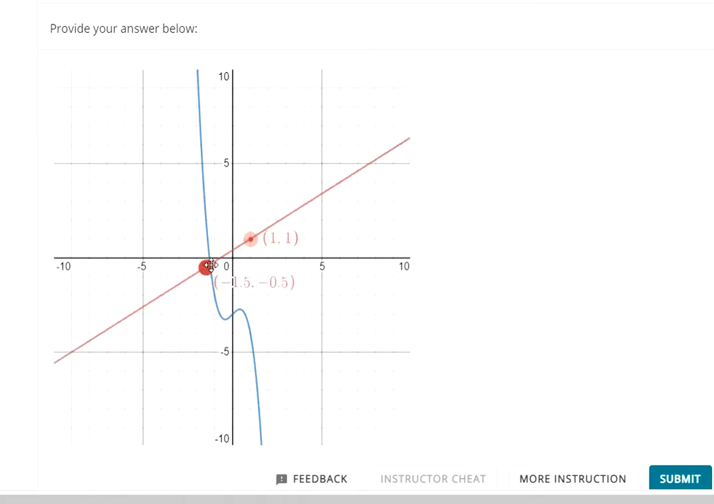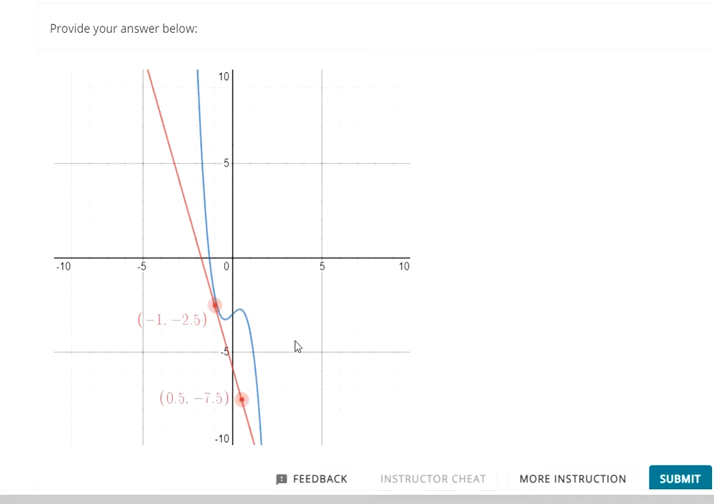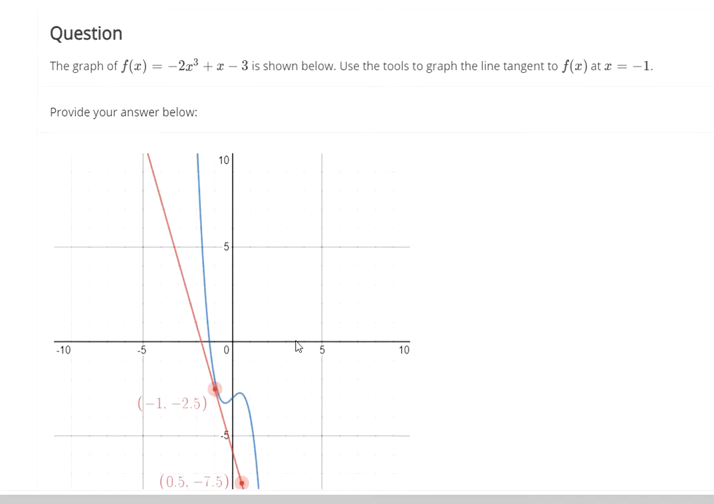So here is x equals -1, and here's the dot on the graph, right? Now that's definitely not the tangent line. That might be the tangent line. That's a little bit closer, right? It's supposed to touch at just one spot. Well, they give us 2 points.